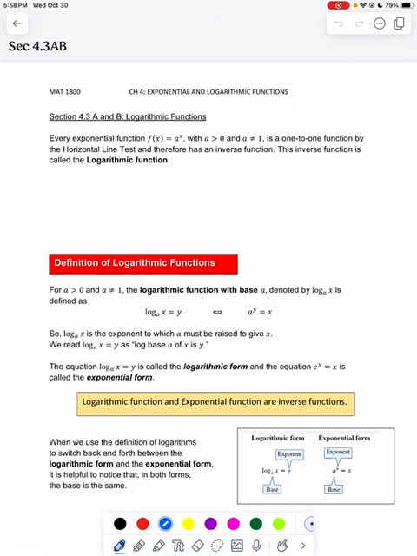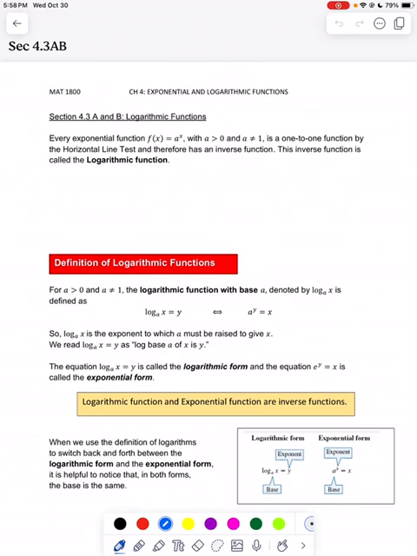Hello, we are now looking at section 4.3. After completing this portion AB of 4.3, you should be able to do your homework 4.3A and 4.3B.